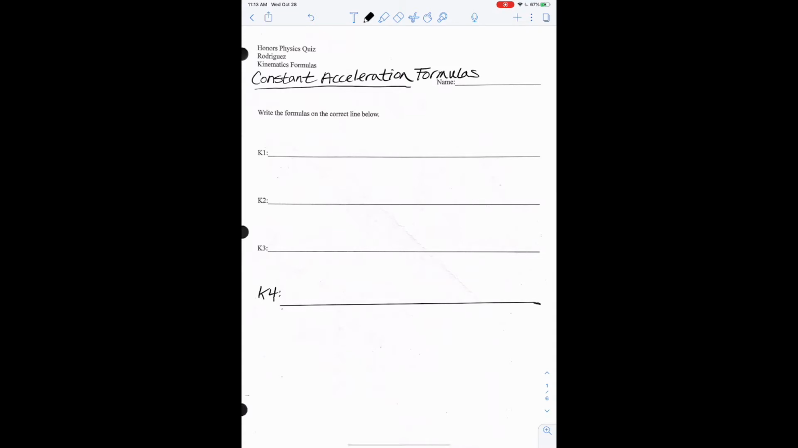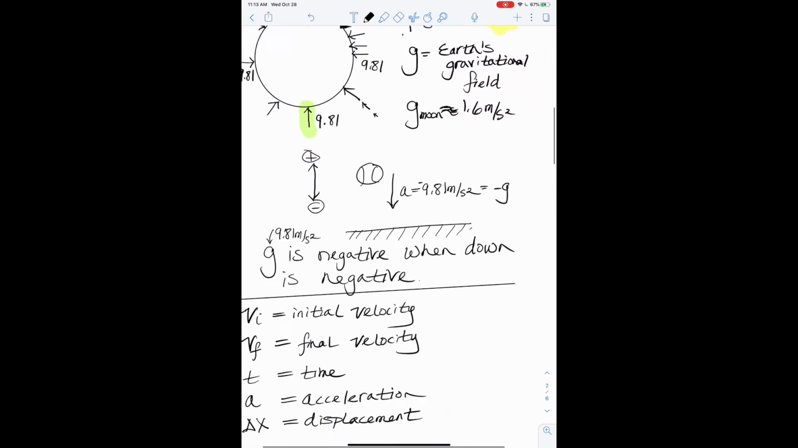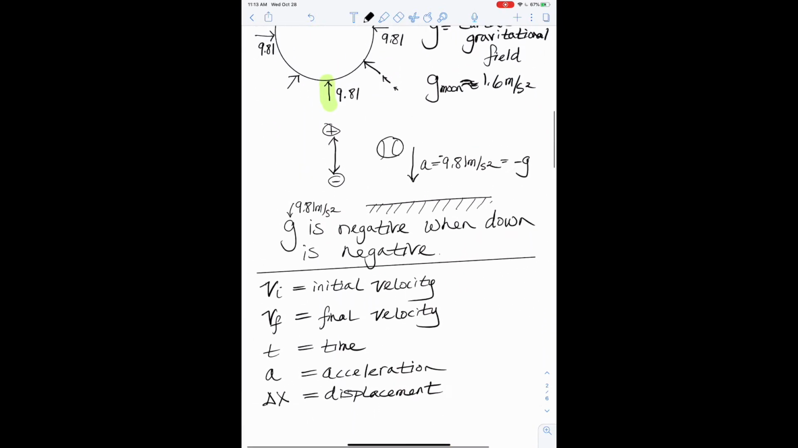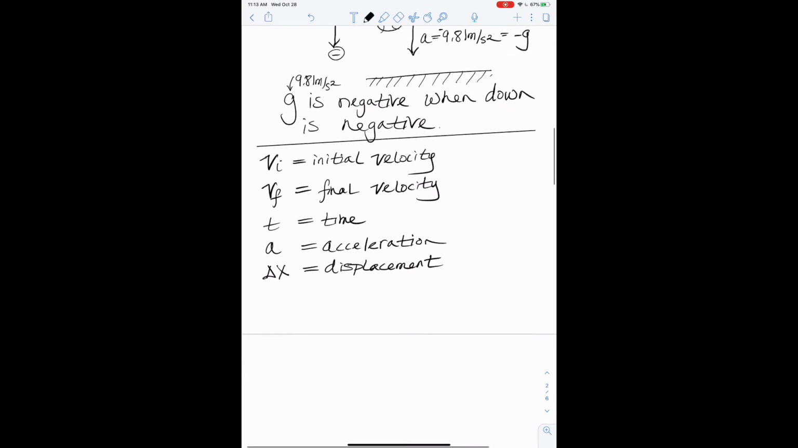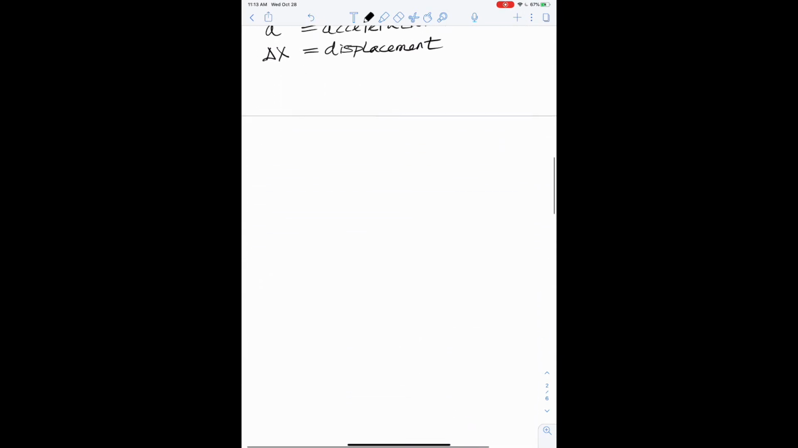Now you might say, well, why are there so many dang formulas? And the answer is because the formulas address what you don't know. Let's write these down and then I'll come back to that. Instead of constant acceleration formulas, I call them K formulas. The K stands for kinematics.